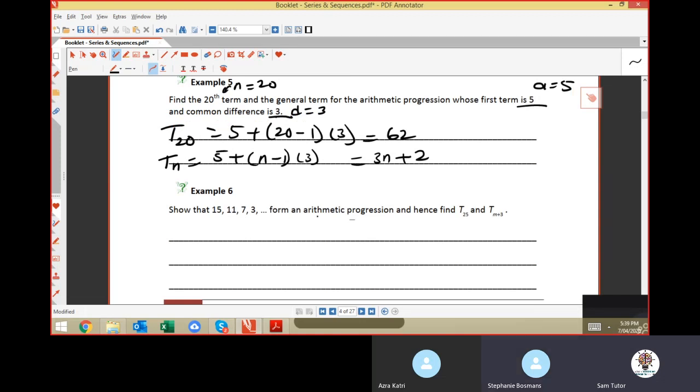Show that 15, 11, 7, 3 form an arithmetic progression. So show that this forms an arithmetic progression. For this to be an arithmetic compared to a geometric, 11 take away 15 must be the same as 7 take away 11, which must be the same as, for example, 3 take away 7. And we can probably see all of them give us -4. So therefore, it's an AP.